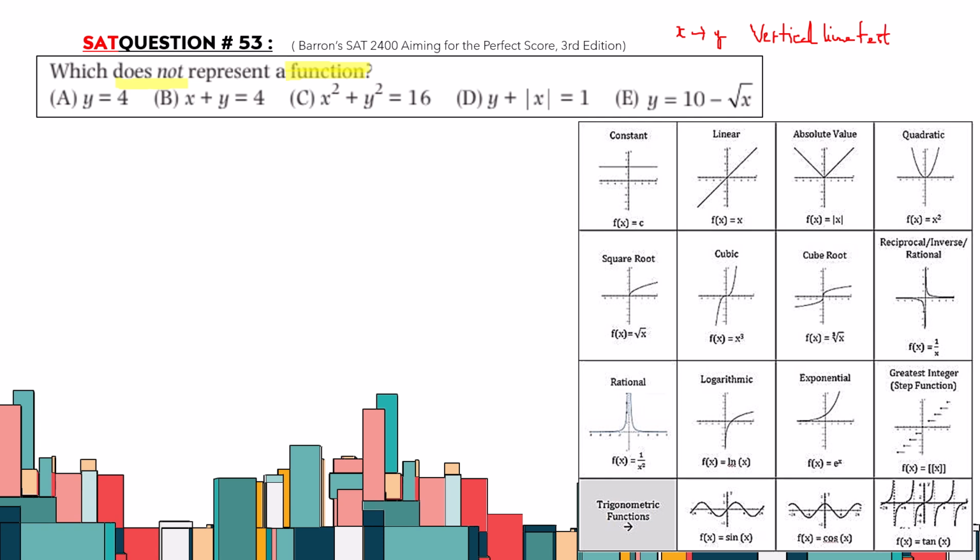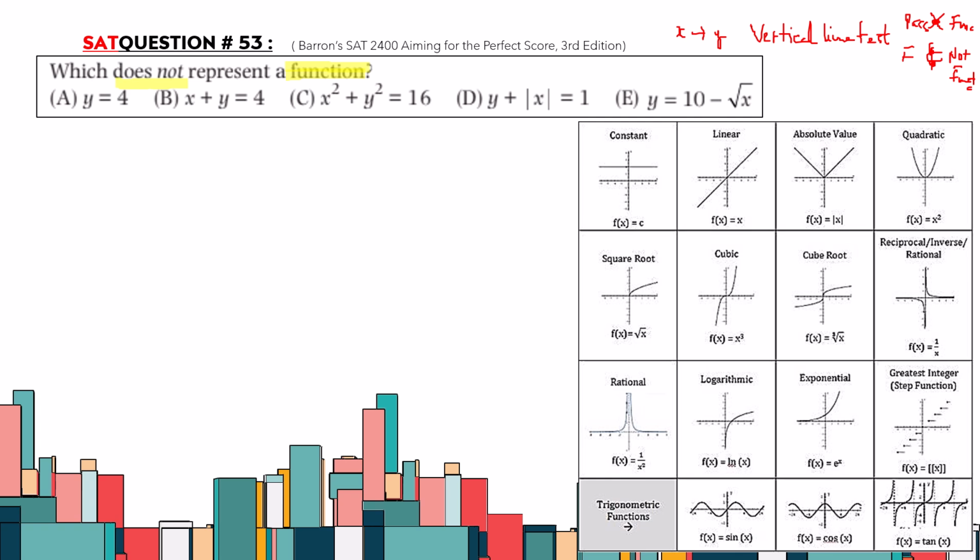If a graph or an equation passes the vertical line test, it means it crosses only one time. That will be a function. If it fails, if it crosses twice, more than once, then it's not a function. So look at the graph.